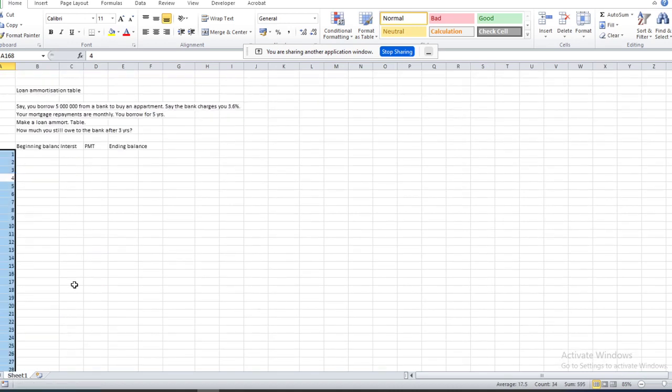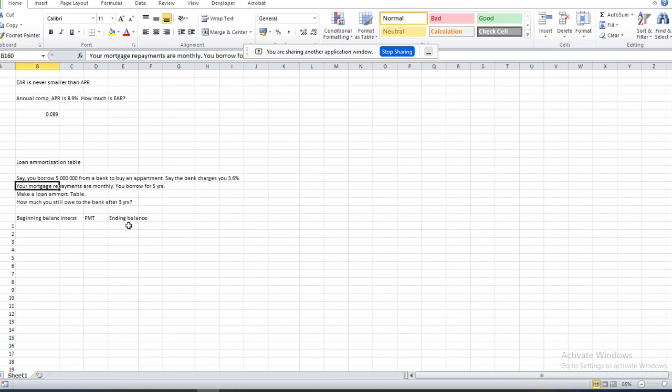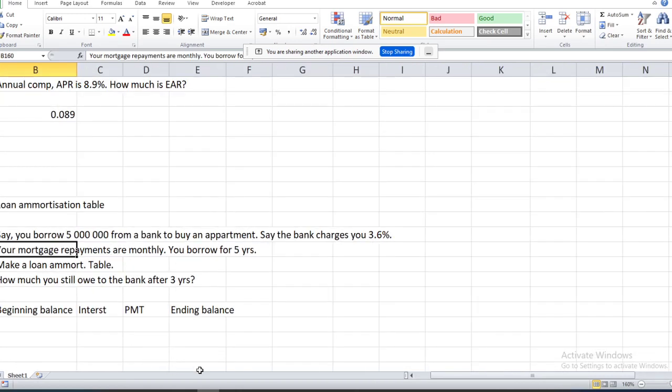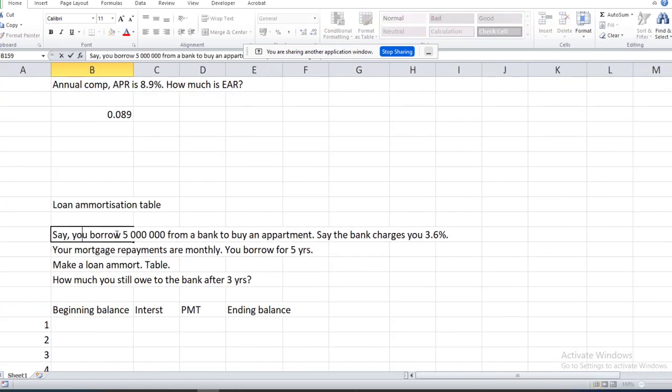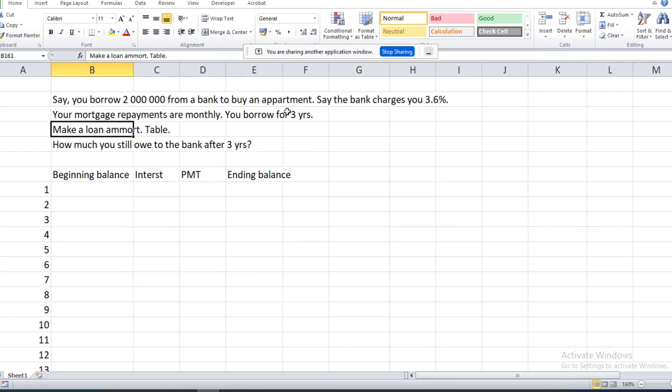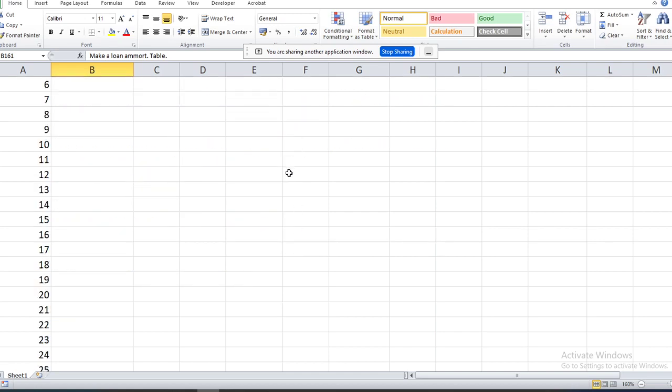60 is too far. Let's make it a smaller loan over a shorter period of time. Let's say you borrow just 2 million. And let's say you borrow for only 3 years. So 3 times 12 is going to be 36 lines. That's a little bit better. Okay.